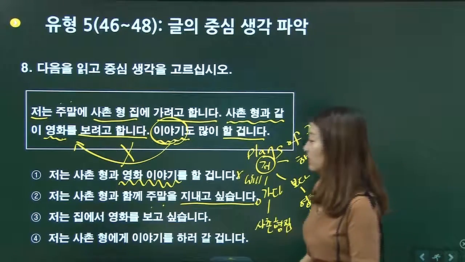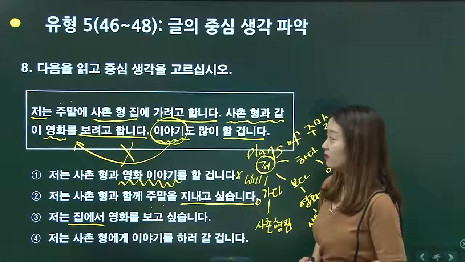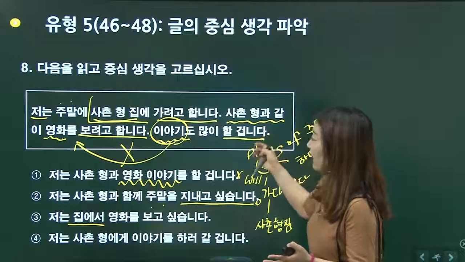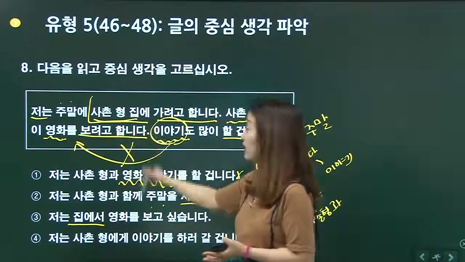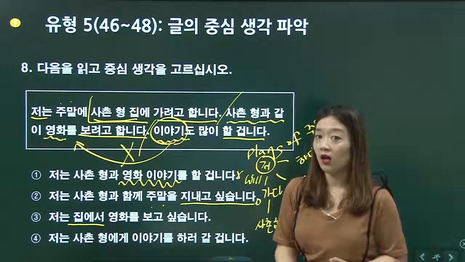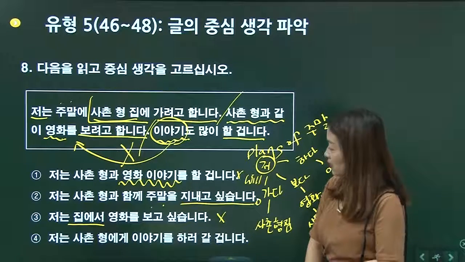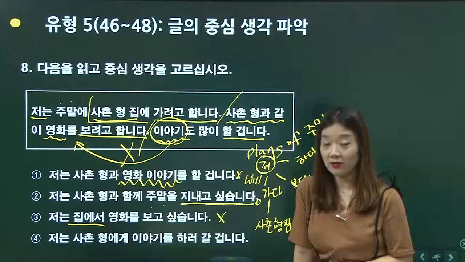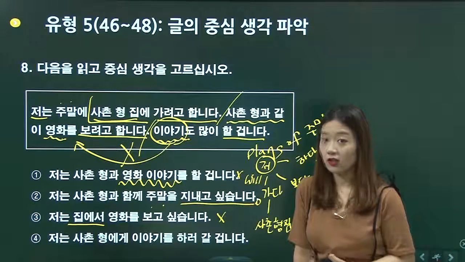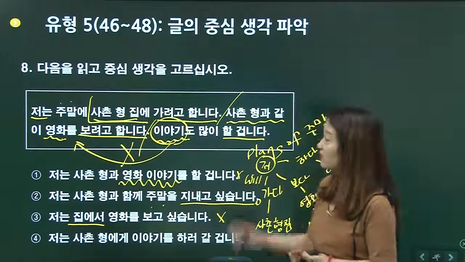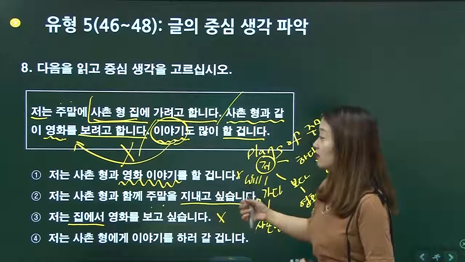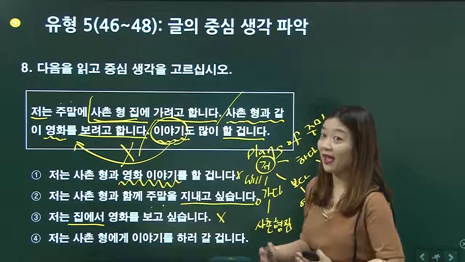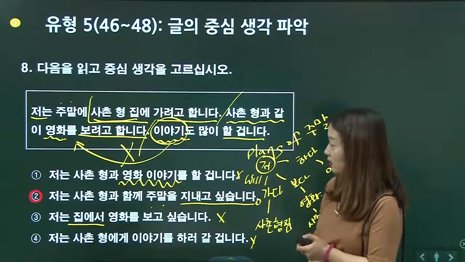Number three, 저는 집에서 영화를 보고 싶습니다. 집에서 영화를 보고 싶습니다. But whose house? 사촌 형? No. This is not about watching a movie at home. Because 저는 사촌 형과 같이 영화를 보려고 합니다. But we don't know where they are going to watch the movie. So B. Number four. 저는 사촌 형에게 이야기를 하러 갈 겁니다. It sounds like I have some problem or some good news and go visit my cousin to tell something. But it's not like that, right? I just visit my cousin and watch a movie together and talk a lot, like hanging out, right? It's not true. So the right answer will be number two.